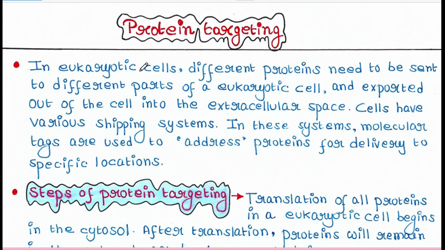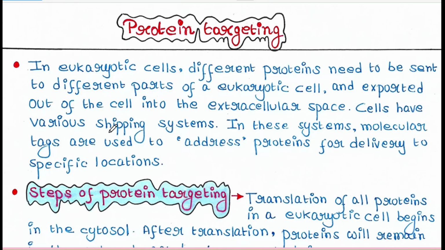In eukaryotic cells, different proteins need to be sent to different parts of the cell and exported out of the cell into the extracellular space. So our cells have many organelles and all of them require proteins, right? How do they get their required proteins, and how does the extracellular space get its proteins? So proteins must be targeted for these destinations, right?